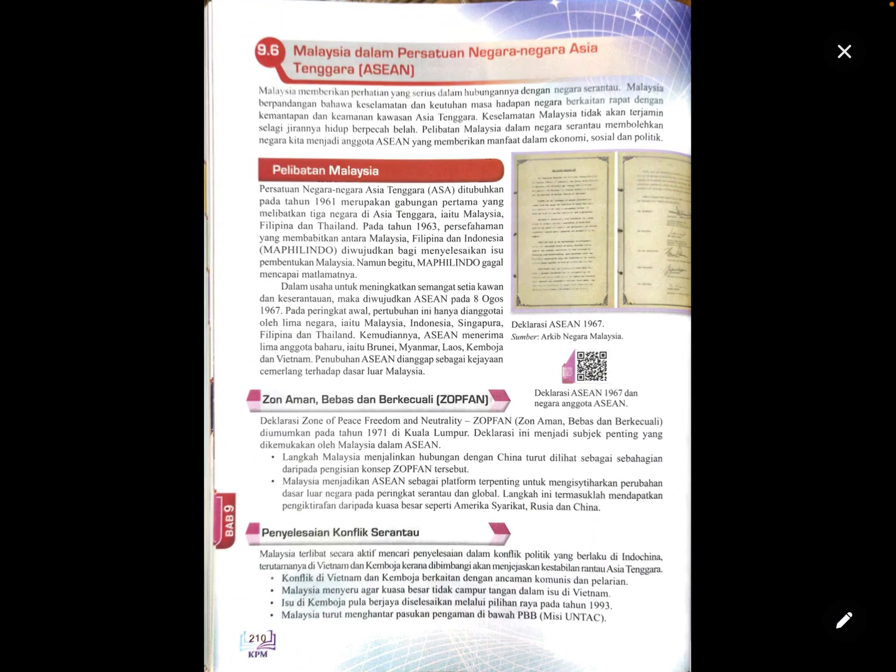Let me see here. ZOP Fund, Declaration Zone of Peace, Freedom and Neutrality, is revealed in Kuala Lumpur, and it is something that was discussed by Malaysia and ASEAN. One of the contents of ZOP Fund was that Malaysia wants to become friends with China, and Malaysia is using ASEAN as a way to show that they changed their stance.